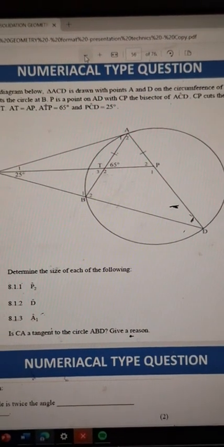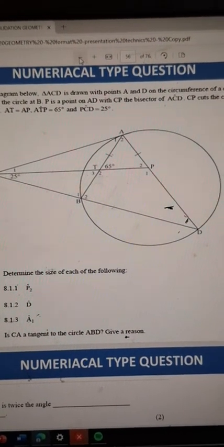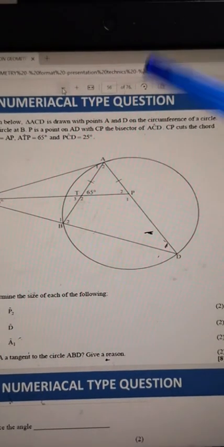Hey, Avu, you need to calm down. Avu is already jumping into the question.